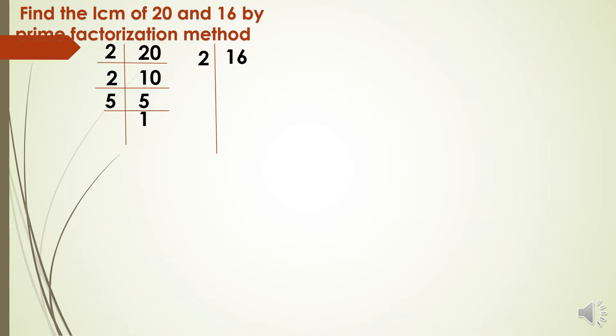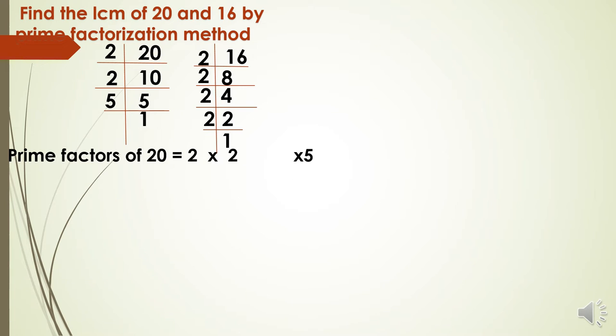Now let us prime factorize 16. 16 divided by 2 is equal to 8. 8 divided by 2 is equal to 4. 4 divided by 2 is equal to 2. 2 divided by 2 is equal to 1. Let us write the prime factorization of 20 and 16. Prime factors of 20 is equal to 2 into 2 into 5. Prime factors of 16 is equal to 2 into 2 into 2 into 2.